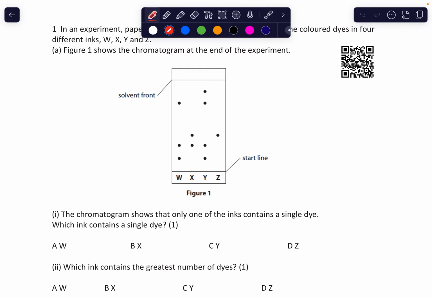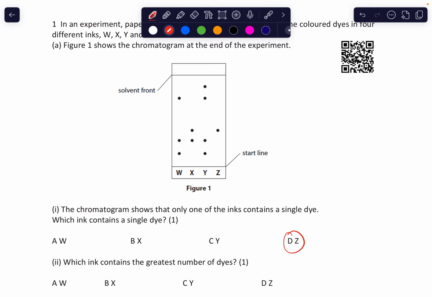And there we go. Which one contains the greatest number? So here we're looking for the most dots produced. So you've got 1, 2, 3, 4. That's only got 2, and that's got 3, so it's going to be Y. And again, hopefully it's one of the options, and it is.